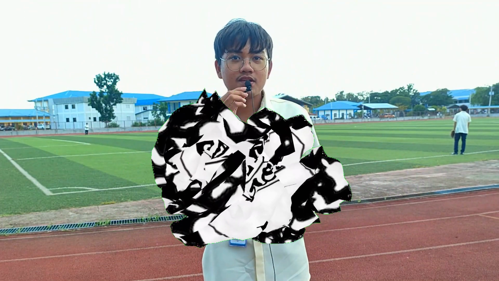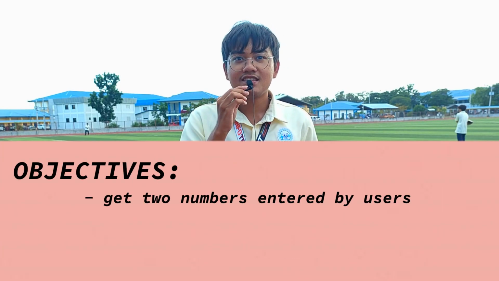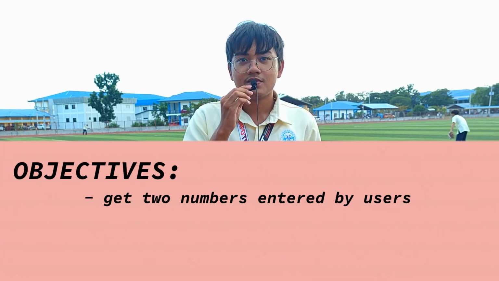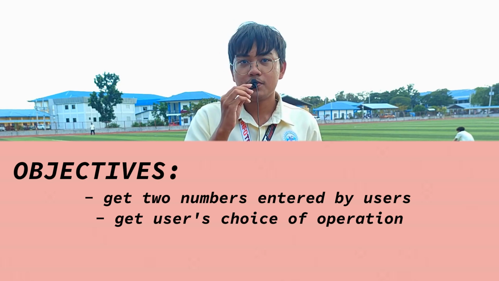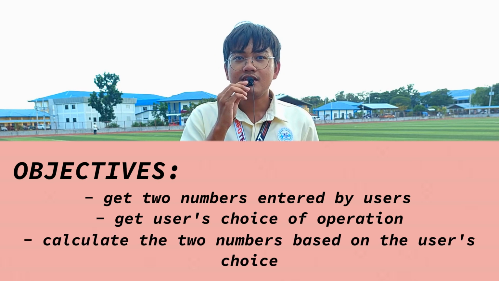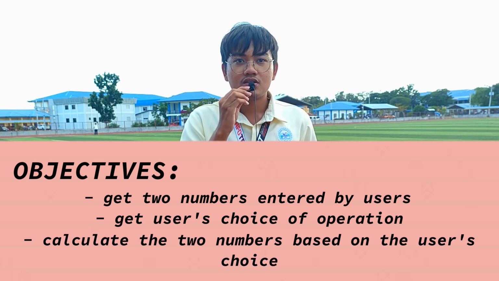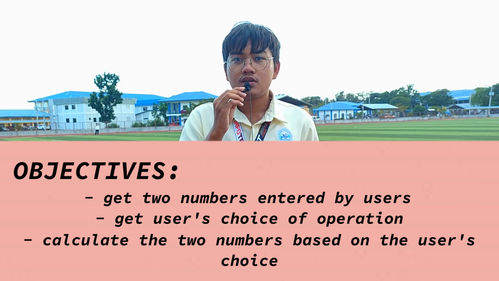Before we do the C++ calculator program, let us first know our objective. First is getting the two numbers entered by the user. After that is getting their choice of operation based on numbered options. Then lastly, calculate the two numbers based on the operation that the user had chosen and show the result.